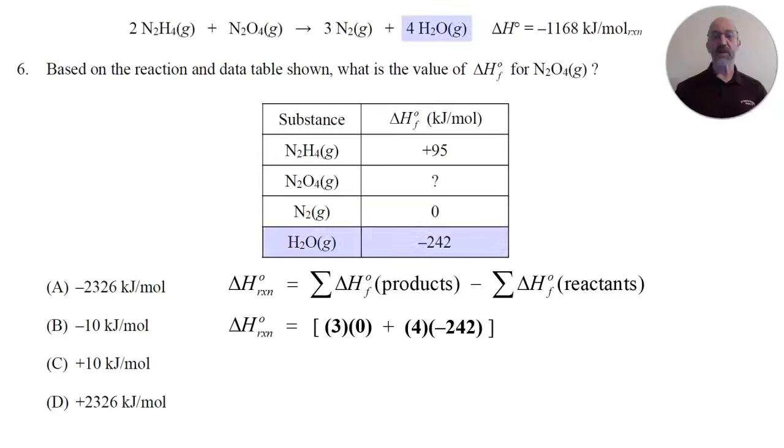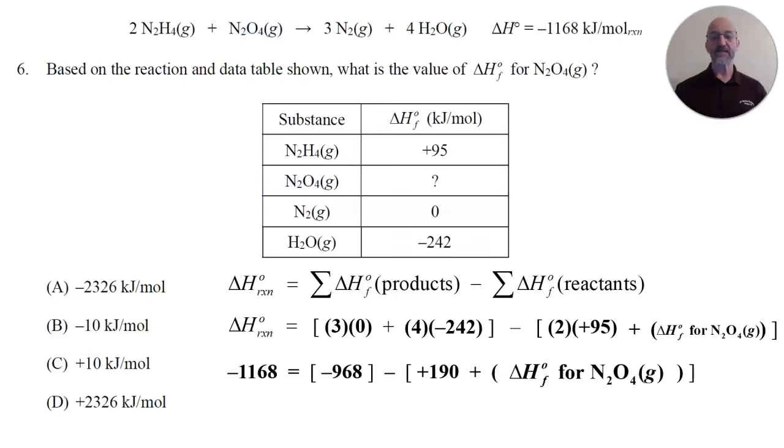And now that we're done with the products, let's move on to the reactants. The first reactant that I see is N2H4, and I see a coefficient of 2, so that would be 2 times positive 95. And then the other reactant is the one that we don't know. That would be the enthalpy of formation for N2O4. So we don't know that value yet, and that's what we have to solve for to answer question 6. So the delta H for this reaction is listed as negative 1,168.